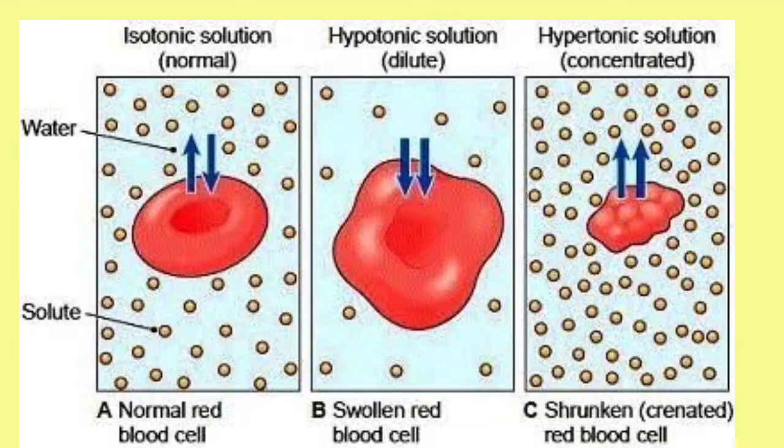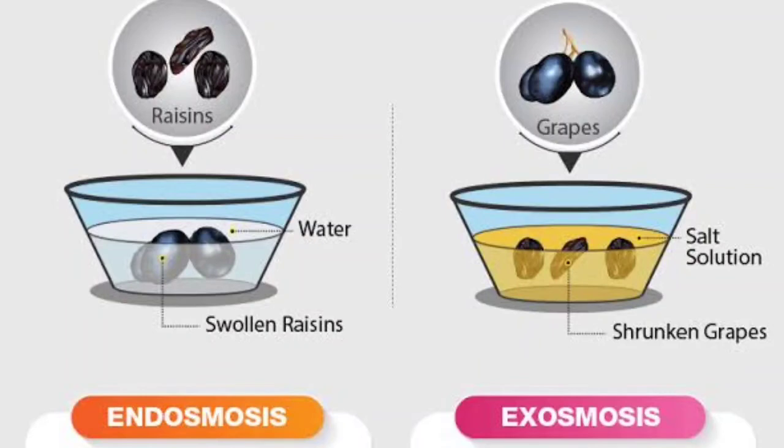What will happen if the cell is placed in hypotonic solution? If a cell is placed in a hypotonic solution, then the cell will gain water by osmosis and the cell swells up. Why? Because more water molecules enter the cell than leave, resulting in the movement of water inside the cell. And this process of movement of water inside the cell is called endoosmosis.